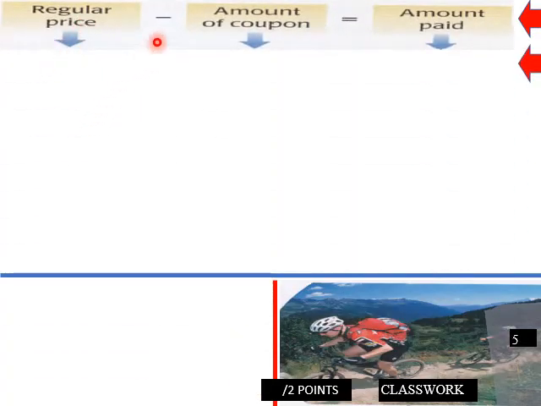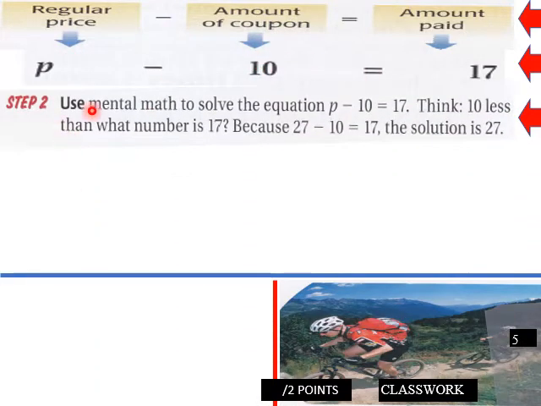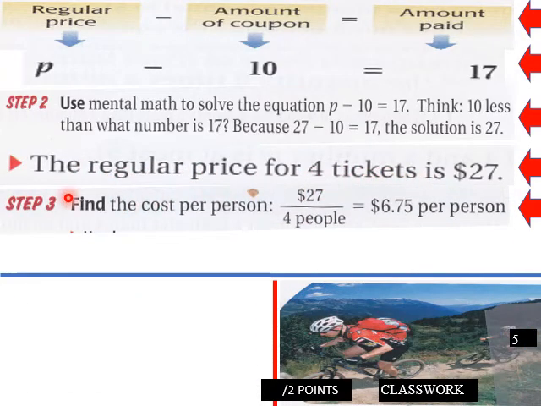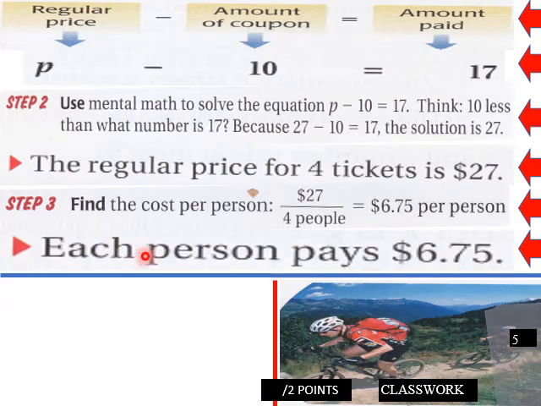Regular price minus amount of coupon equals amount paid. So we have P minus 10 equals 17. Using mental math to solve the equation, P minus 10 equals 17. Think, 10 less than what number is 17? Because 27 minus 10 equals 17. The solution is 27. So the regular price for 4 tickets is $27. Find the cost per person. 27 divided by 4 will be $6.75 per person.